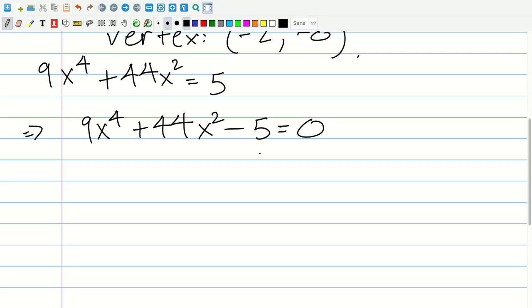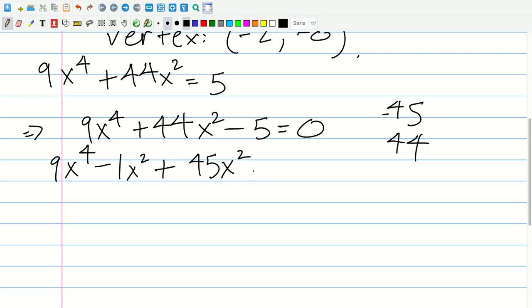It's not too shabby. First of all, I need two numbers that multiply to 9 times 5, that's 45, and, by the way, negative 45, and add to positive 44. Well, that's just 45 and 1, right? So it's going to be minus 1 plus 45. So minus 1 x squared plus 45 x squared and minus 5 equals 0.